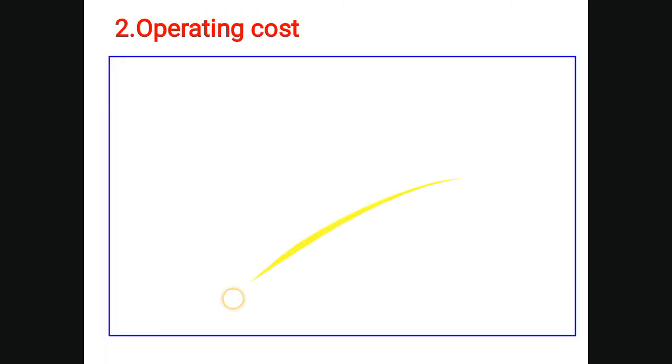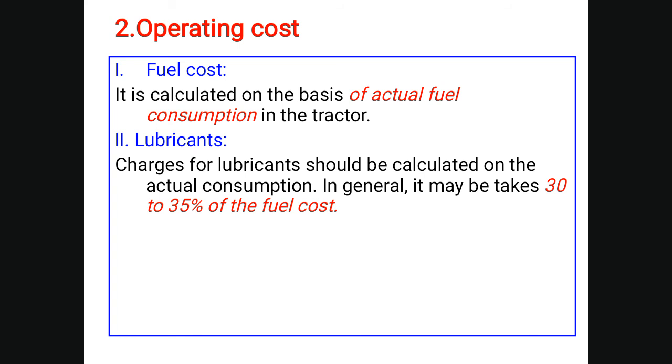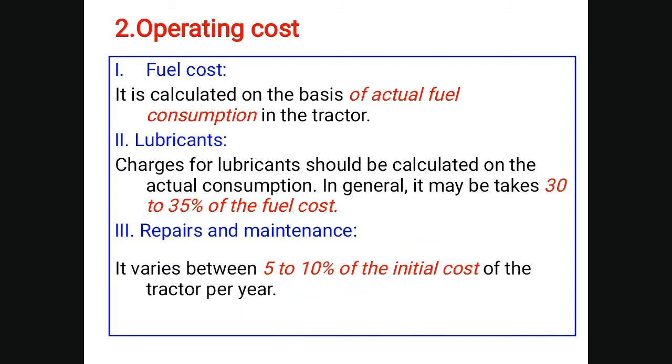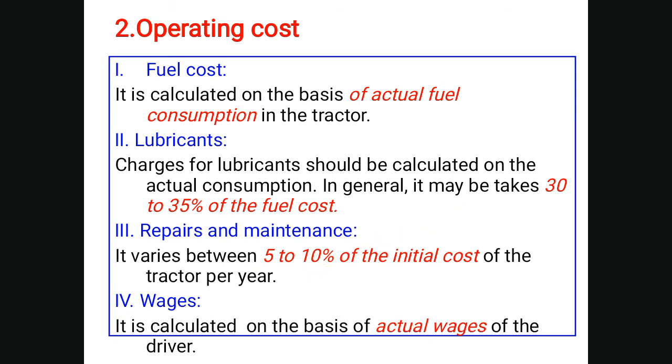Now the operating cost. The fuel cost is calculated on the basis of the actual fuel consumption of the tractor. Lubricant charges should be calculated on the actual consumption. In general, it may be taken as 30 to 35% of the fuel cost, and repair varies from 5 to 10% of the initial cost of the tractor. Wages are calculated on the basis of the actual wages of the drivers.